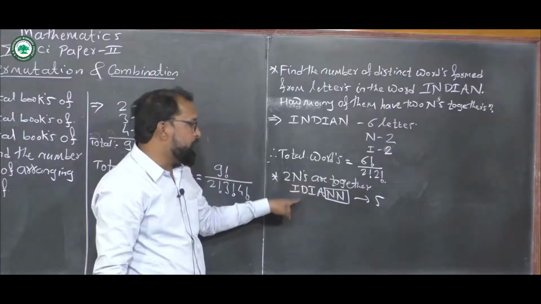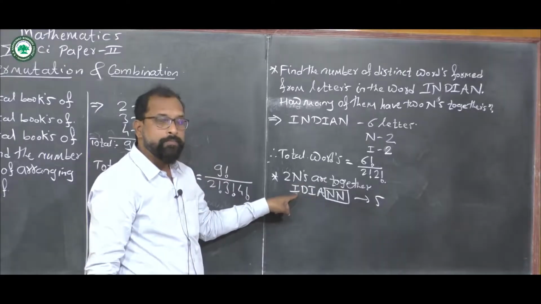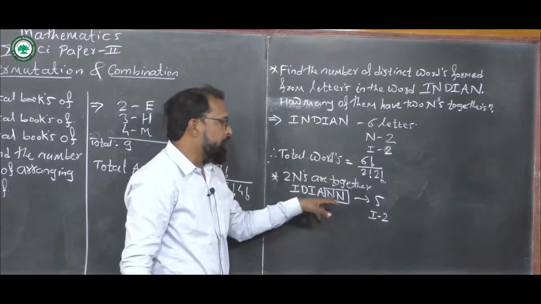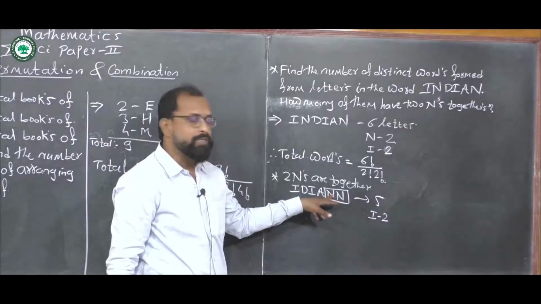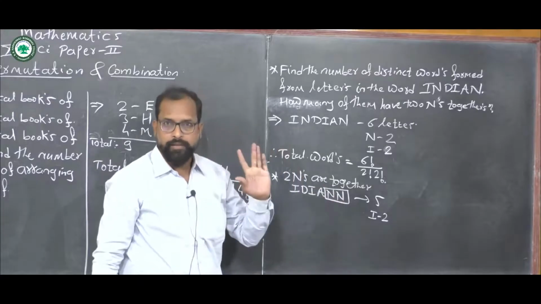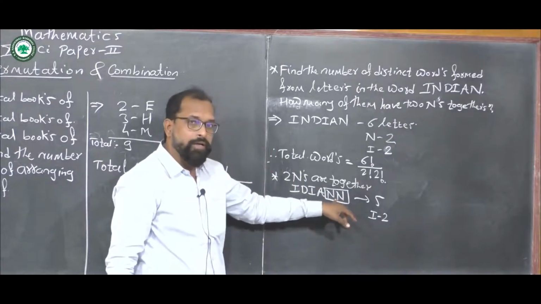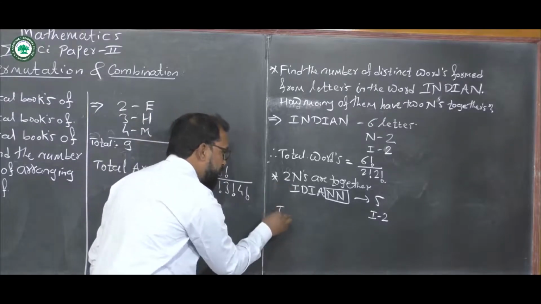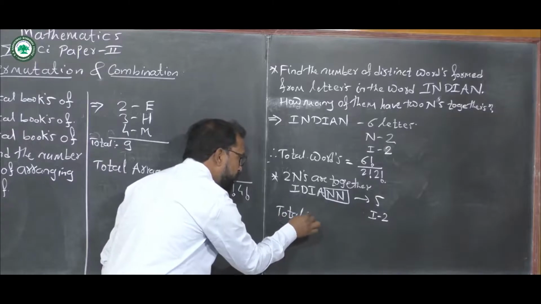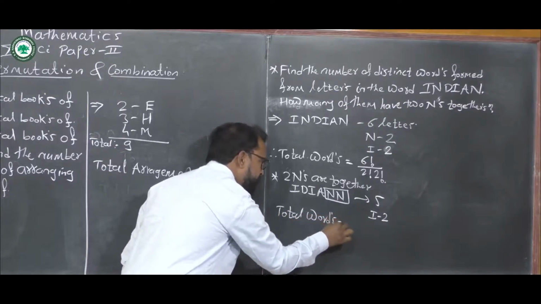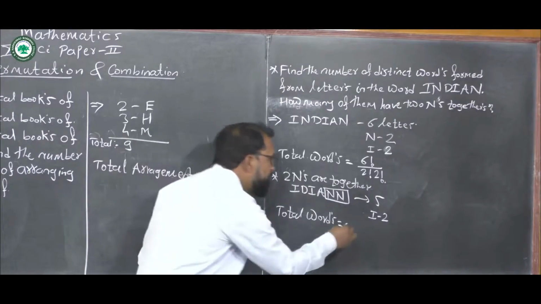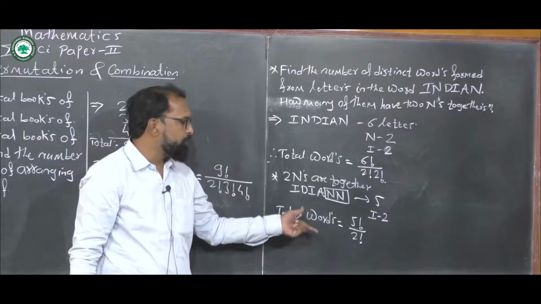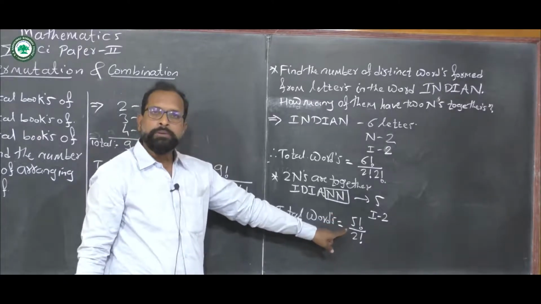Now from these 5 letters, this I repeats twice. Now here we cannot consider that N repeats, because we consider this N as one letter. So now the total words in which Ns are together will be 5 factorial upon 2 factorial. The total words will be 5 factorial upon 2 factorial.